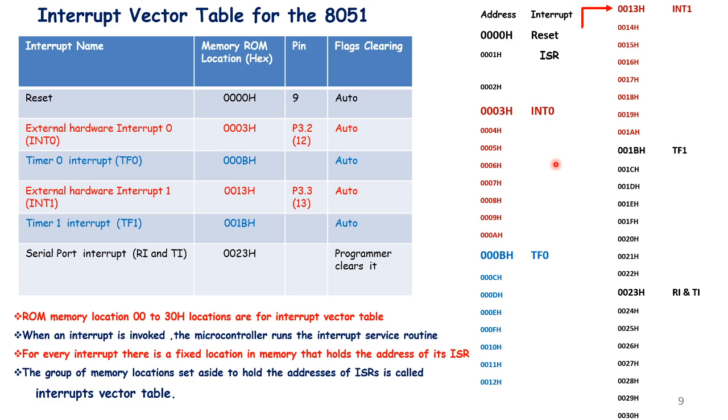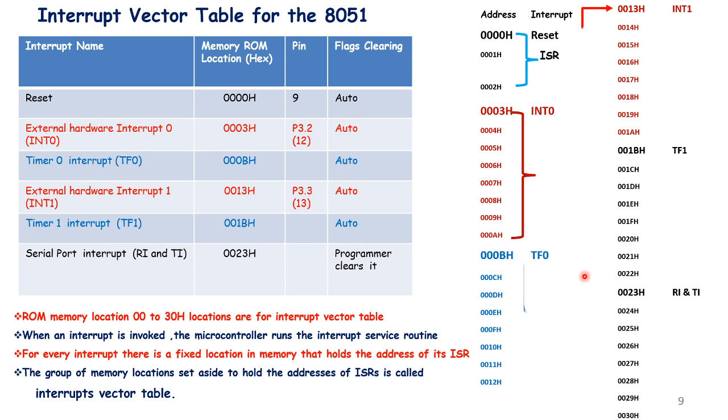The first address, as we know, is the restart address 0000H, and 3 memory locations are used for it, which hold the instruction for the interrupt service routine. To attend the interrupt means execution of the interrupt service routine. The next interrupt is INT0, whose vector address is 0003H, and this is the interrupt service routine for INT0. 8 locations are reserved for it.